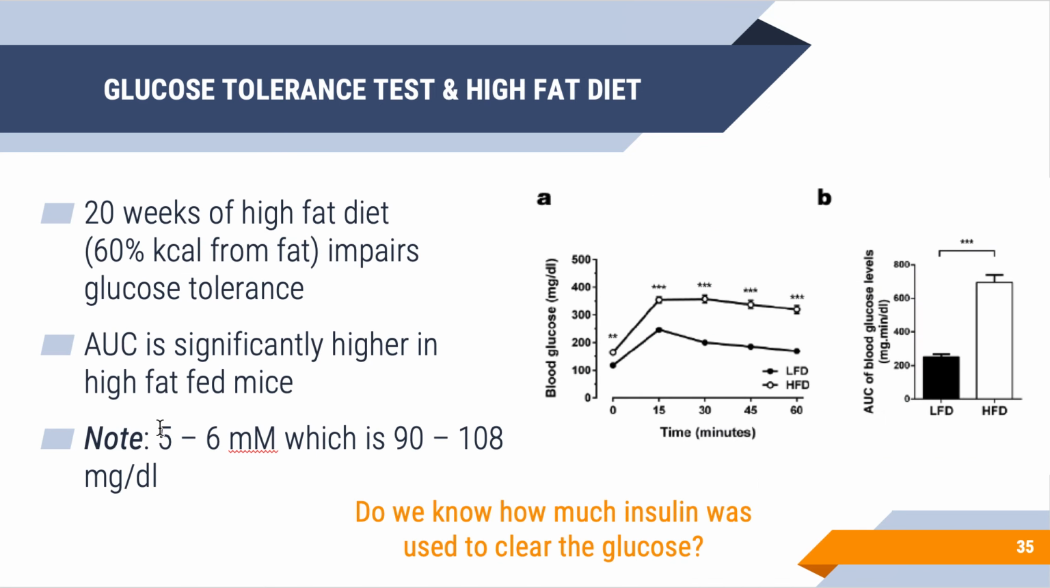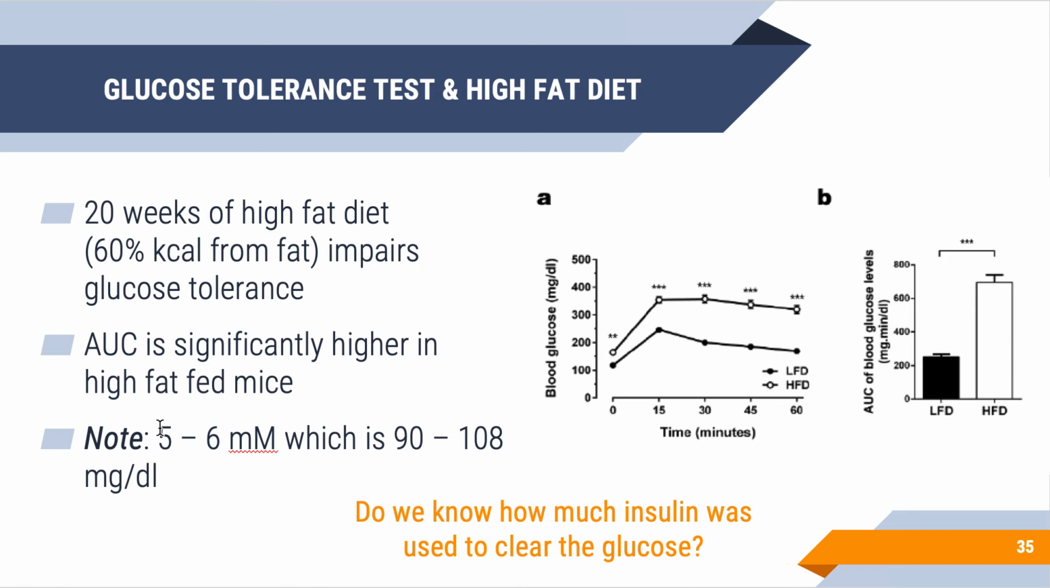So when we looked at 20 weeks of a high-fat diet where 60% of the kcals come from fat, we see in these rats that they have an impaired glucose tolerance. We know that because in the white dots with our high-fat diet compared to the black dots with our low-fat diet, their ability to clear the glucose following that glucose challenge is impaired.